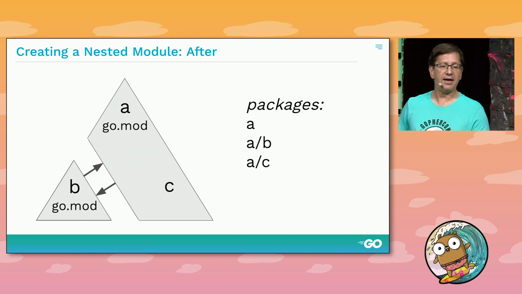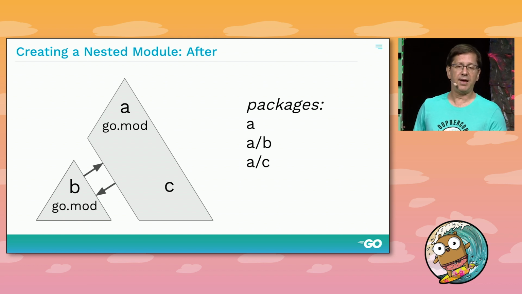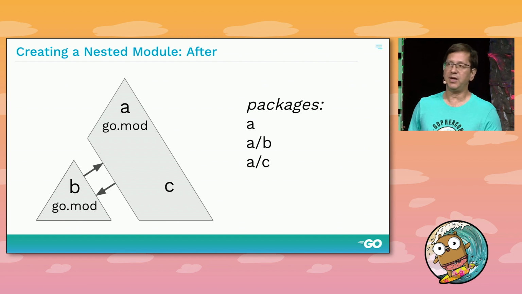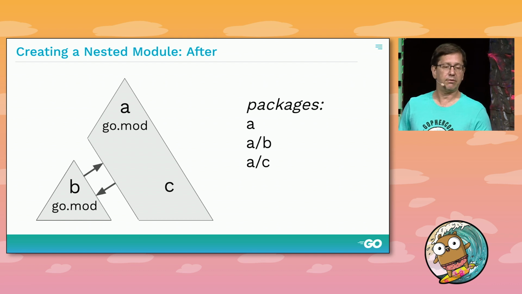Here, we've split package A/B off into its own module by adding a go.mod file to the B directory. We'll call A/B a nested module. This is perfectly valid, but to make it work, you'll need to do 2 things represented by the arrows.